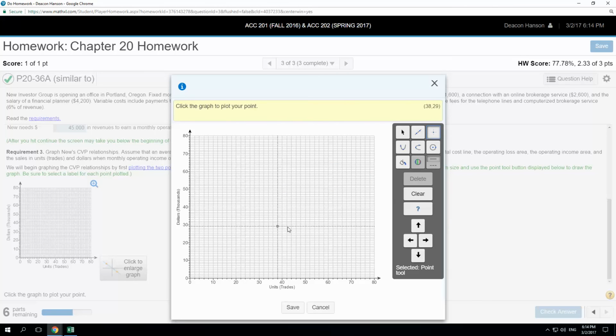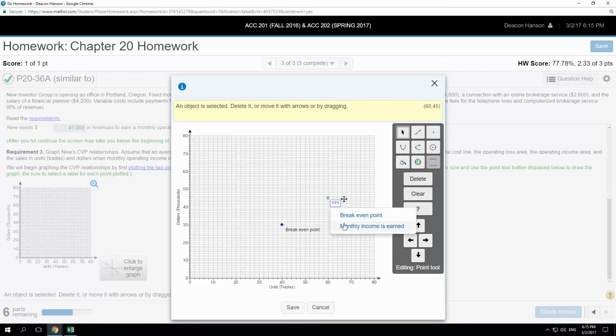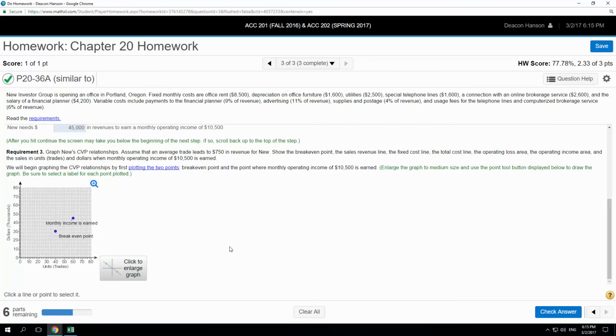Let's see. 30 and 40. So 40, right. Monthly income is earned, that's break even. And then monthly income is earned is the next one, 45 and 60, right? Wait, one more. That's monthly. Okay. Save. And then they want us to check the answer.